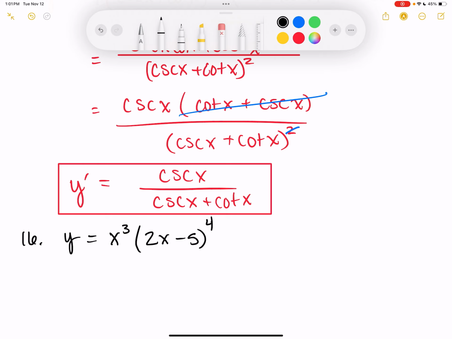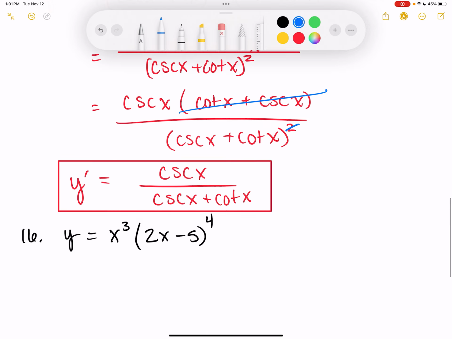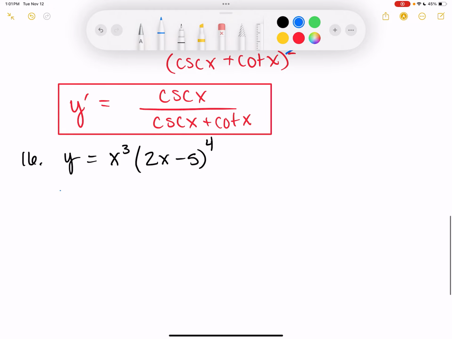So what do I have going on here? A lot. Yes, a lot. Too much. What rules am I going to be dealing with? Was it the multiply? Product rule. Yeah, that thing.